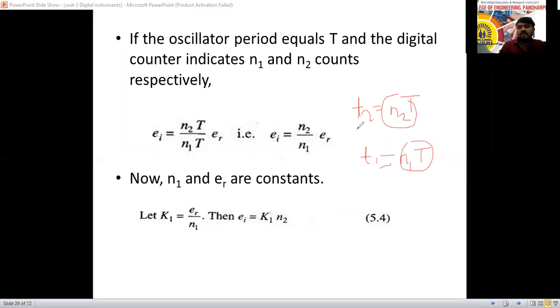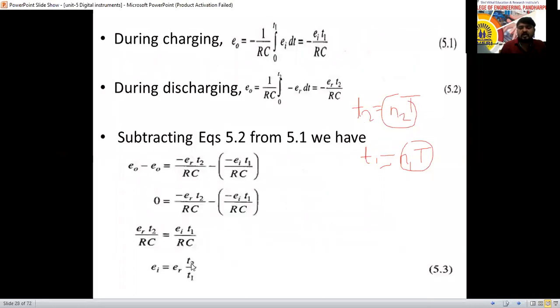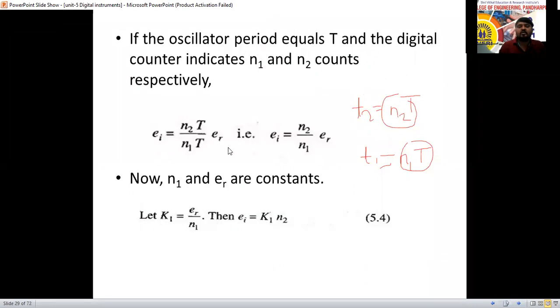Check the previous equation. Here T2 is there, I will substitute N2 T. Here T1 is there, I can substitute N1 T. By substituting this, T and T get cancelled. That is, Ei equals N2 by N1 into Er.